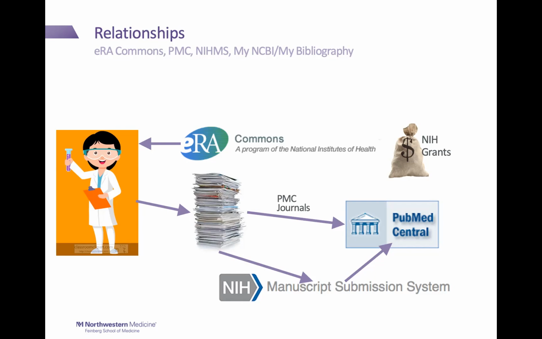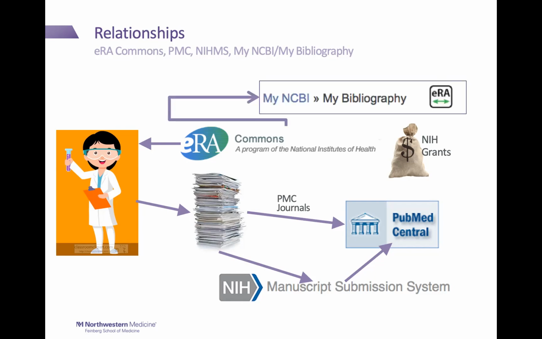So most of our authors have to use the NIH manuscript submission system to deposit their papers to PubMed Central, kind of through this intermediary deposit system. And then at reporting time, or preferably well in advance of when progress reports are due, you use your eRA Commons link to associate your publications with your awards within the My NCBI My Bibliography system. So we've got the database PubMed Central, we've got the NIH manuscript submission system, we've got eRA Commons, which manages all the grant information, and that is all linked through NCBI's My Bibliography.